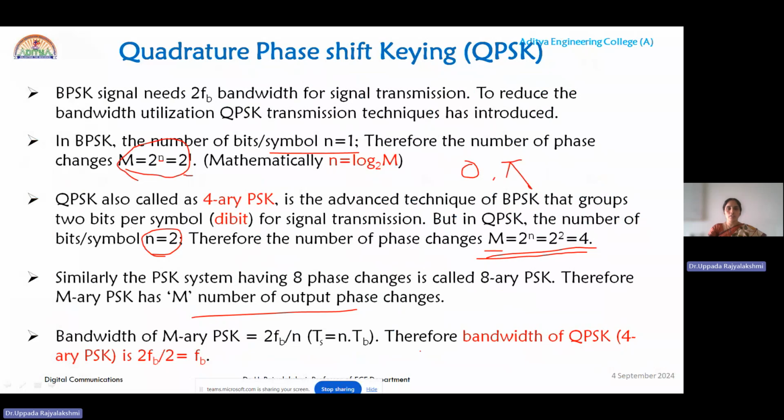Coming to the bandwidth of QPSK, the general expression for bandwidth of PSK is 2fp by N, where N is the number of bits grouped per symbol. In QPSK, N is 2. So the bandwidth is 2fp by 2, which is equal to fp. So remember that the bandwidth of QPSK is half that of BPSK, because we discussed in the earlier modules that the bandwidth of BPSK is 2fp. So in terms of bandwidth, it is reduced to half compared to BPSK. That is the main advantage of QPSK.